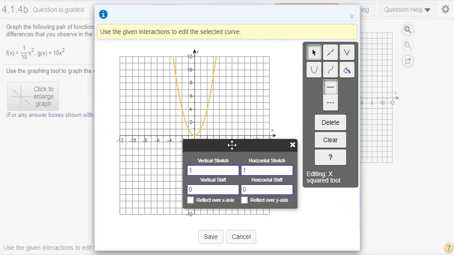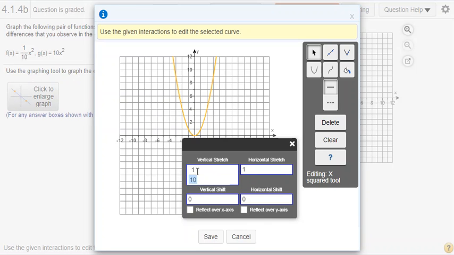Now this little pop-up happens, and it gives me an opportunity to enter a vertical stretch, horizontal stretch, vertical shift, horizontal shift, and some reflection options. So the coefficient of A, we know, has the ability to stretch and shrink the graph. It is a vertical stretch. For the first graph, if it has 1/10 as its A value, its vertical stretch is 1/10. If it had been a negative 1/10, I would also reflect it over the x-axis. It's not negative, so I'm going to uncheck that box to have it go up.